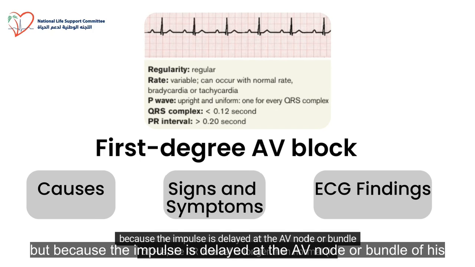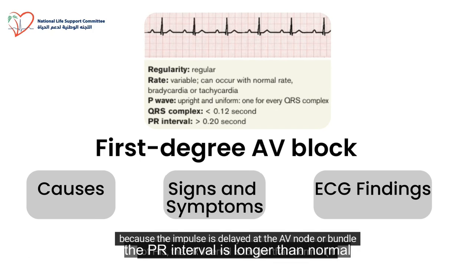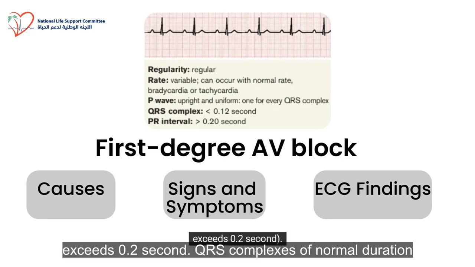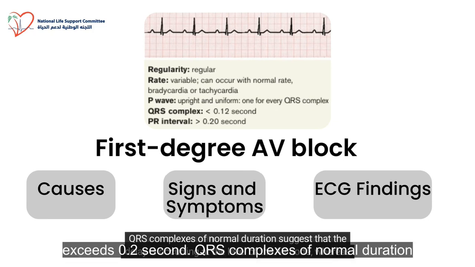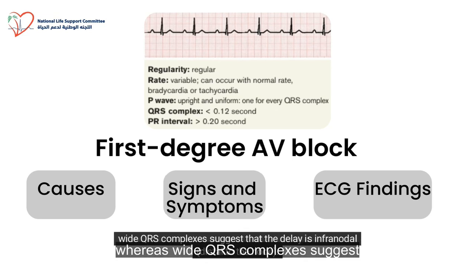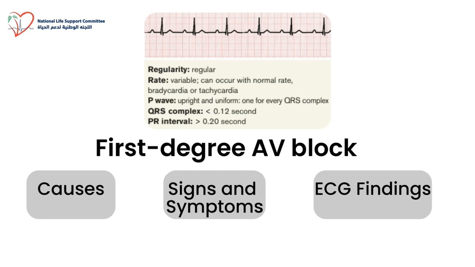But because the impulse is delayed at the AV node or bundle of His, the PR interval is longer than normal. It exceeds 0.2 second. QRS complexes of normal duration suggest that the delay is occurring at the level of the AV node, whereas wide QRS complexes suggest that the delay is infranodal, distal to the node.